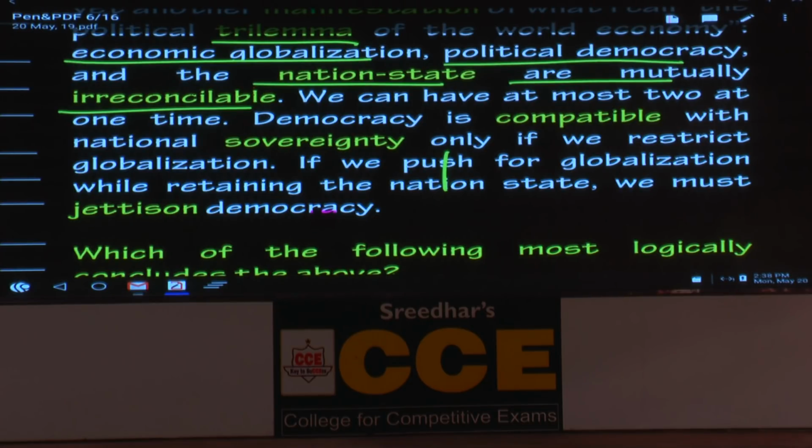I'll show the meanings later. Jettison means to remove, to push out. Usually it goes with aeroplanes. Aeroplane, too much of load, then they offload a few suitcases or something like that. Then we use the expression jettisoned, the past form.